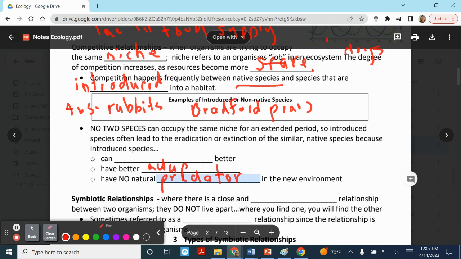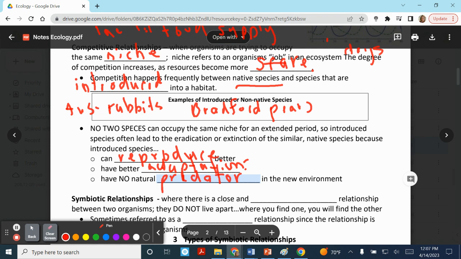So remember, they're much bigger. So they have the ability to eat a lot of other food sources that those smaller native toads wouldn't be able to eat. So they have better adaptations that help them survive better in that environment. And then also, they can reproduce at a faster rate than the native ones.